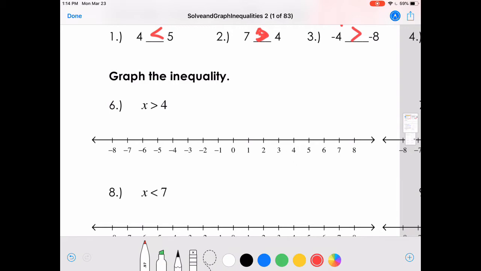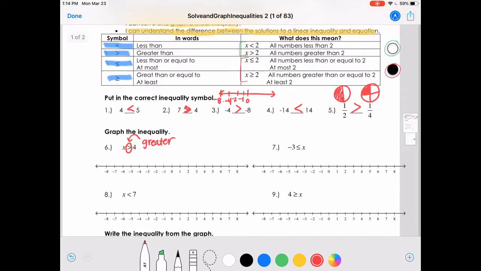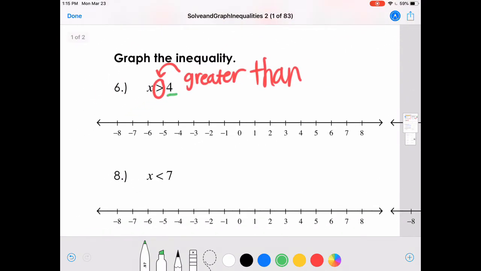For this inequality, you want to look at your inequality. We have a greater than symbol. We don't have an equal to. We know we're going to have an open circle based on the information that we talked about earlier. And then we have the number 4. So on the number 4, you're going to put an open circle. And because it's greater than, you want to think of numbers that are greater than 4. So on 4 is an open circle, and you're going to shade to the right because all of the numbers to the right are greater than 4.